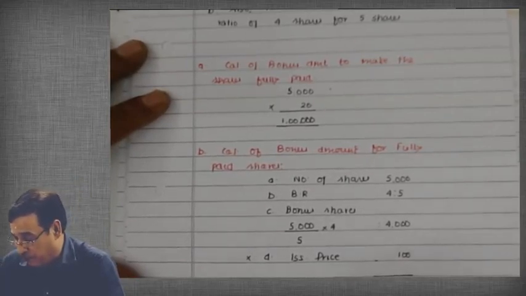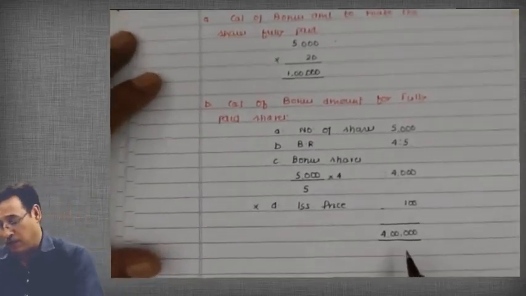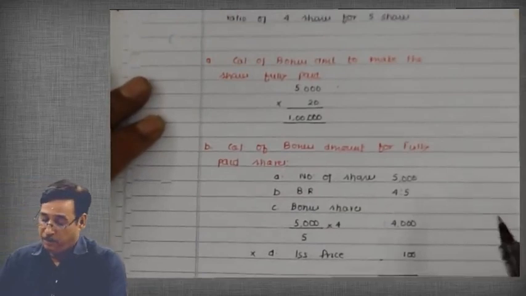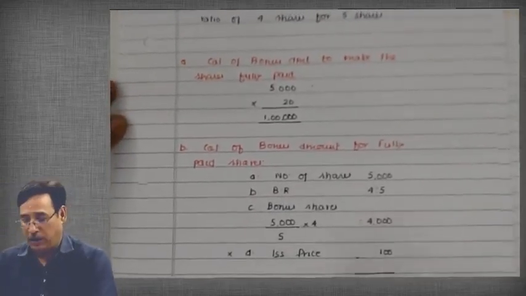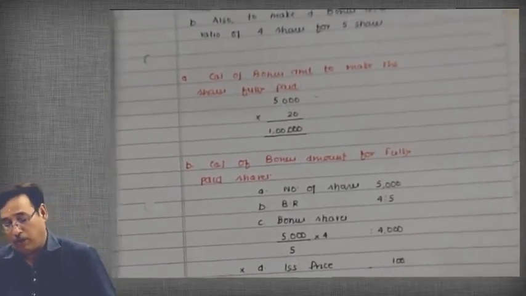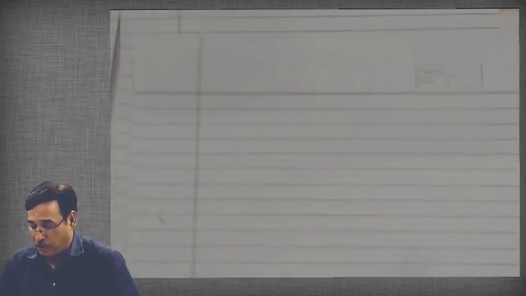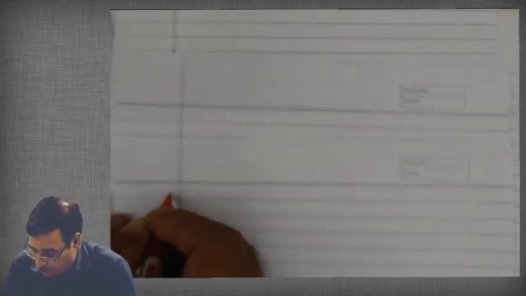So the second type of bonus issue will need utilization of reserves to the extent of 4 lakh, while the first type of bonus issue shall need utilization of reserves to the extent of 1 lakh, isn't it? So now all we need to do is to pass the entry. So that is point number C. Solution step C, journal entry.